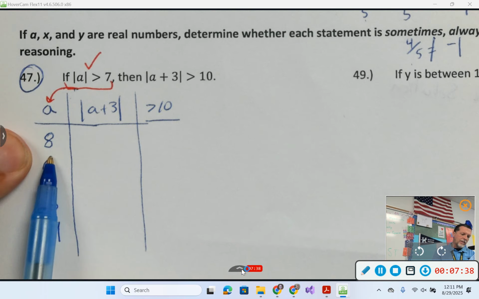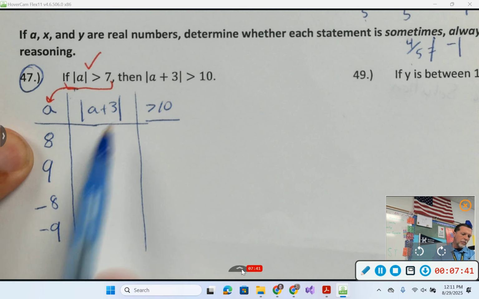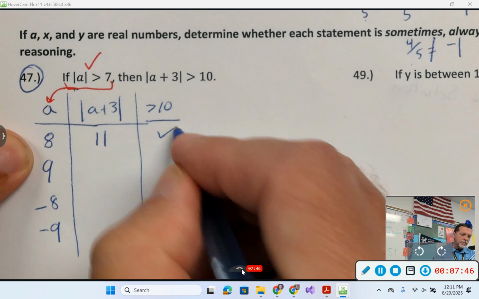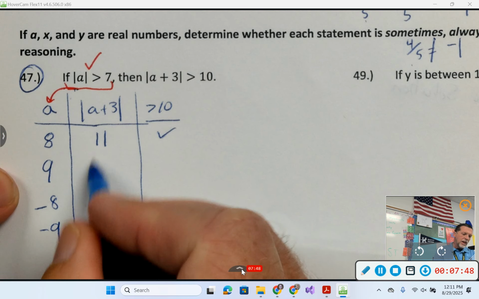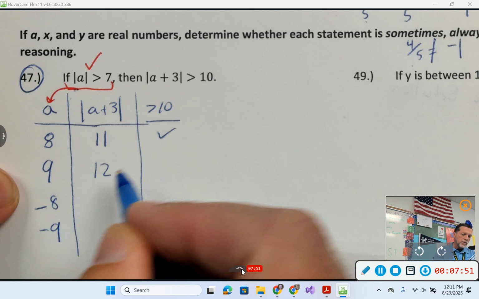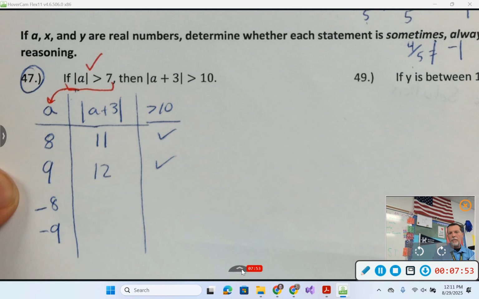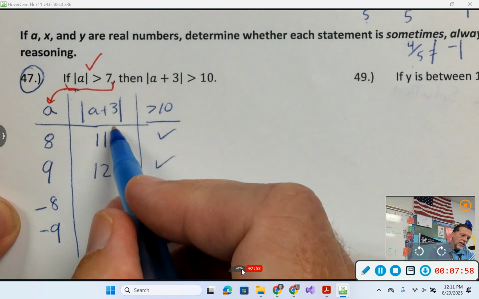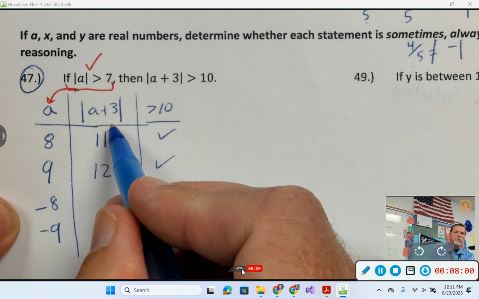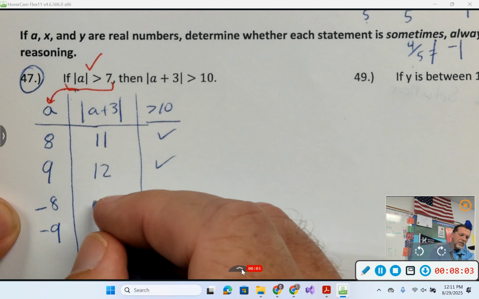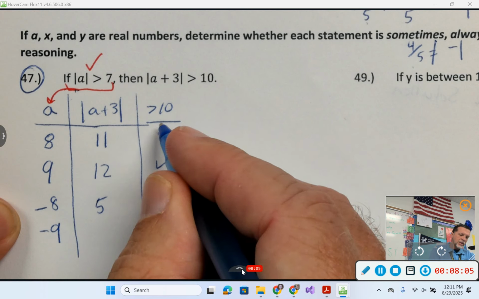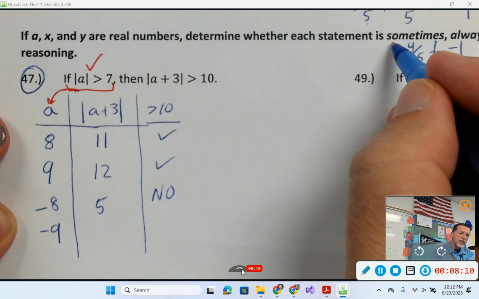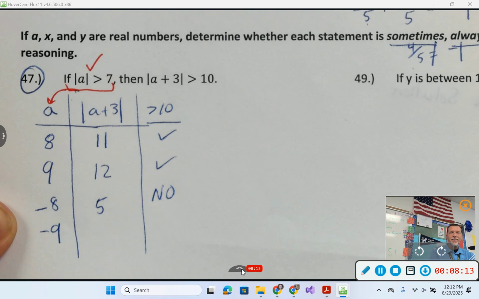If a is 8, 8 plus 3 is 11, absolute value of 11 is 11. Is that greater than 10? Yep. Let's try 9. 9 plus 3 is 12, absolute value is 12. That's greater than 10, so I'm feeling good about those. Let's try the negatives. Negative 8 plus 3 is negative 5, absolute value of negative 5 is 5. Is that greater than 10? No. So I really don't need to plug in the last one because I've already got my answer. Sometimes, always, or never? Sometimes.